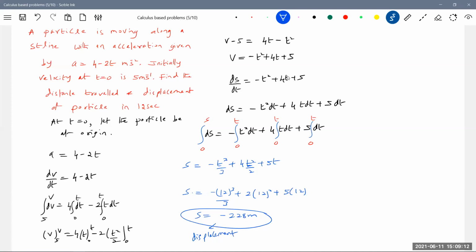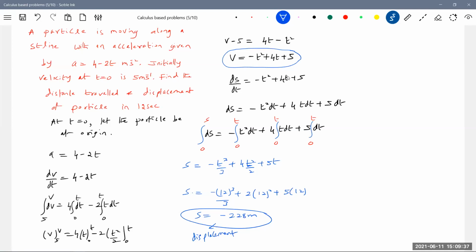Now, distance traveled. What to do now? Okay, I have a method. Look at this equation, I want everyone to look at it. It's going to help us here. Velocity tells us how the motion of this body occurs. The velocity is the one which will tell us the direction of motion, not acceleration. Am I right?